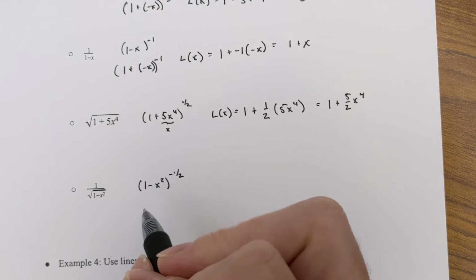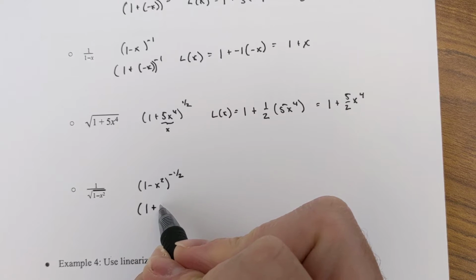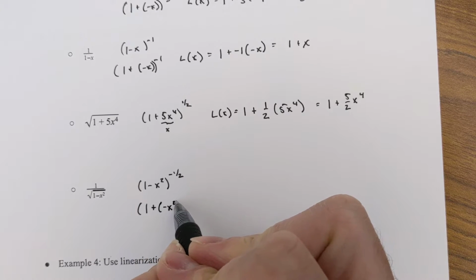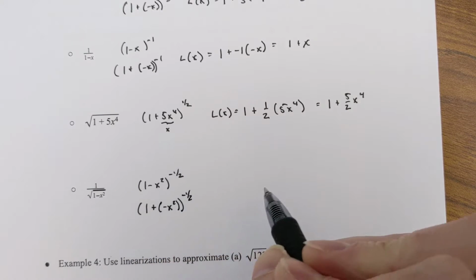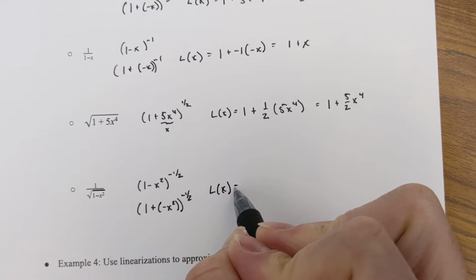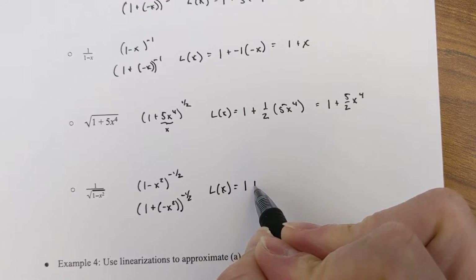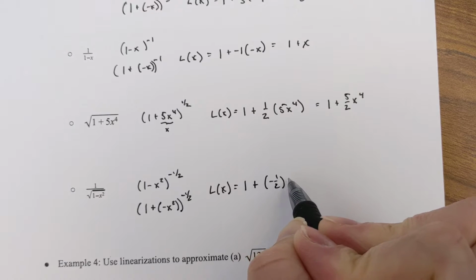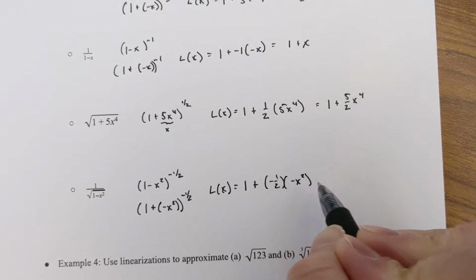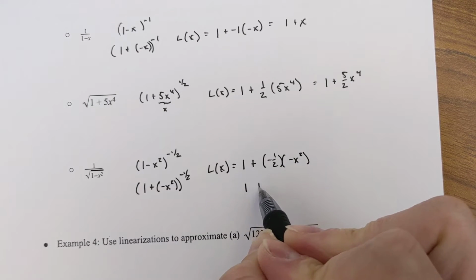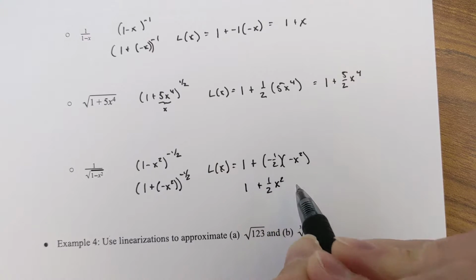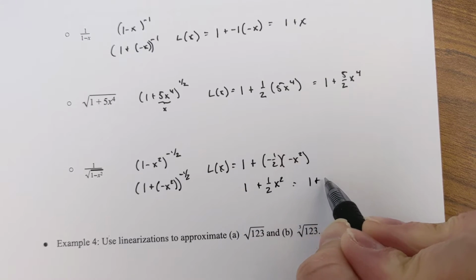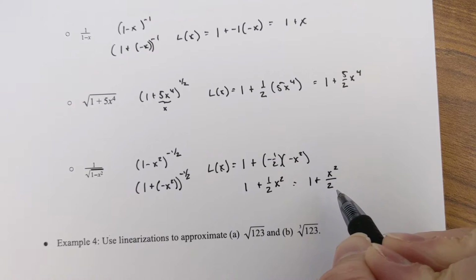Here, this is going to be 1 plus negative x squared to the negative half. So 1 plus negative half times negative x squared. So that would be 1 plus half x squared, or 1 plus x squared over 2.